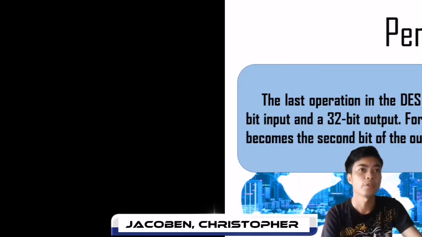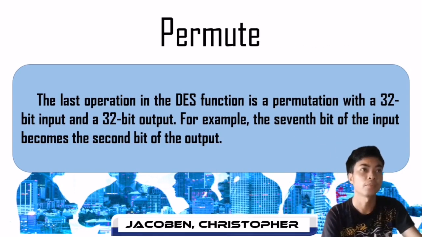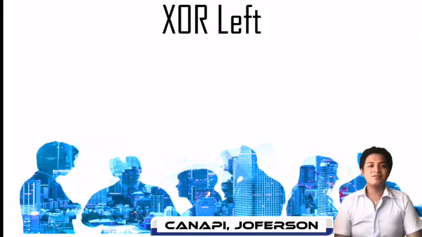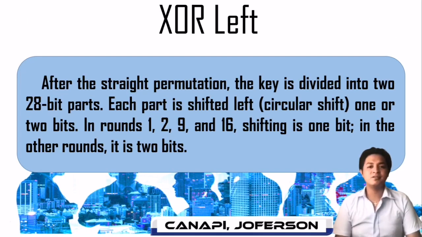Permute. The last operation in the DES function is a permutation with a 32-bit input and 32-bit output. For example, the 7th bit of input becomes the second bit of output. XOR left. After the straight permutation, the key is divided into two 28-bit parts. Each part is shifted left by a circular shift of 1 or 2 bits. Shifting is 1 bit in rounds 1, 2, 9, and 16. In the other rounds, it is 2 bits.